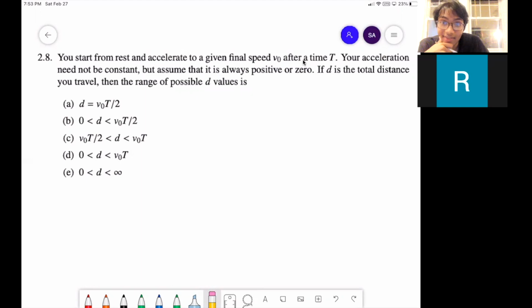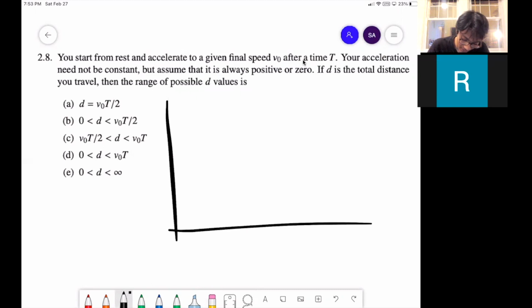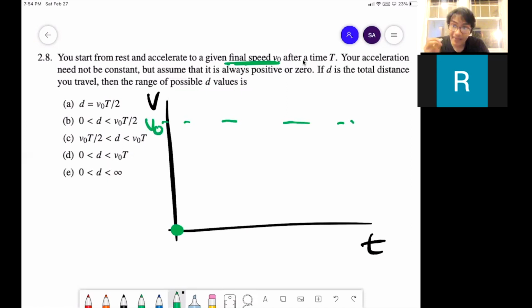So this is a nice problem. Let's start by drawing a VT graph, shall we? A velocity versus time graph. Now, here are your conditions, your restrictions. You must start from rest, right? You have to start from rest with an initial velocity of 0. That's why I put my first velocity marker at 0, the origin. And you must accelerate to some final speed v0. Maybe that's here. Maybe you have to achieve this speed v0 after some time t, after some time kappa t. So these are our restrictions.